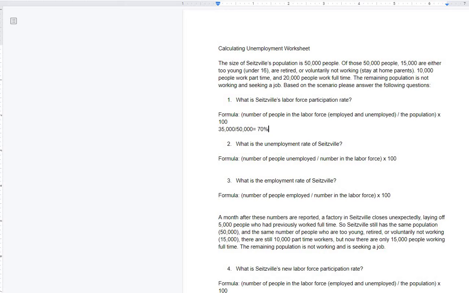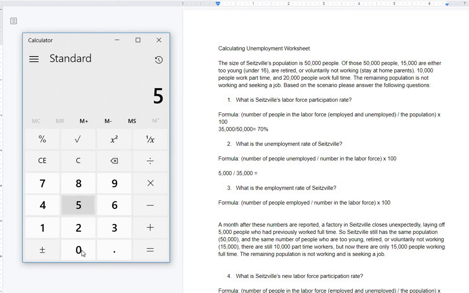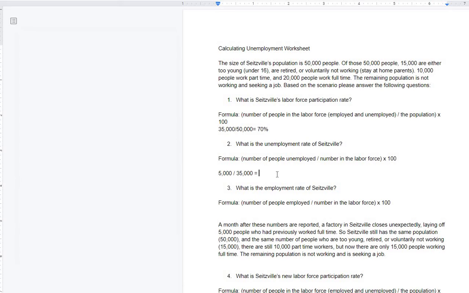Now what is the unemployment rate in Sitesville? It's the number of people who are unemployed divided by the number in the labor force. So we already said there were 5,000 people who were unemployed divided by the number of people in the labor force, which we just figured out was 35,000. All right, and if we divide that up, we get 5,000 divided by 35,000, and we get roughly 14.3%, if we're going to round that up.